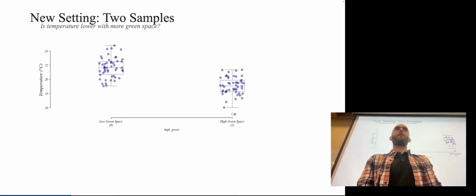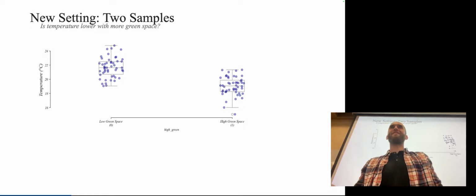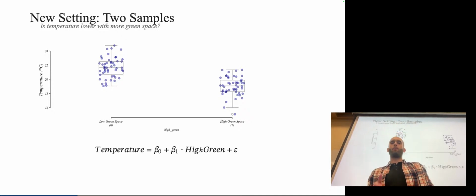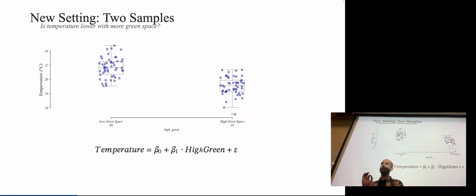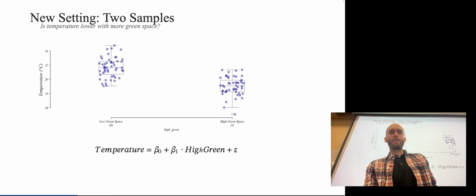The second step, I guess, is to think about what a model might do. So we have two variables, x and y, and I'm going to put this model up on the screen. And we're going to talk for a second about what this model might be doing. Our y variable in this case is temperature. We have a vertical intercept, beta 0, and we have a beta 1 multiplied by high green, and then of course the error term.